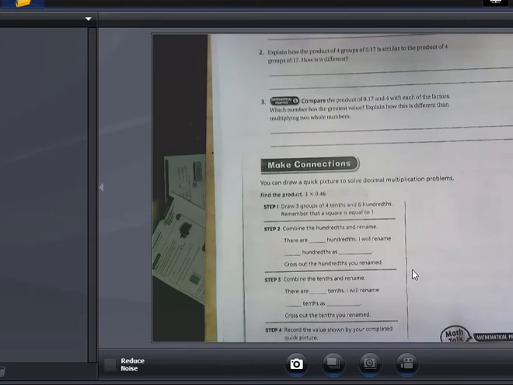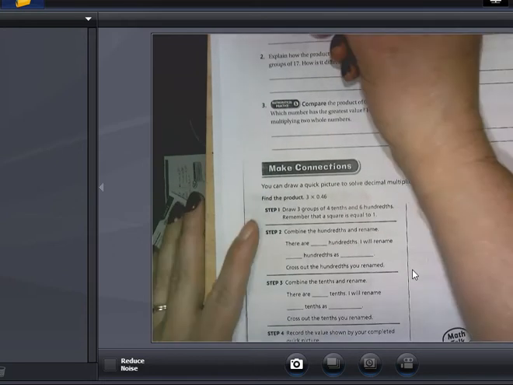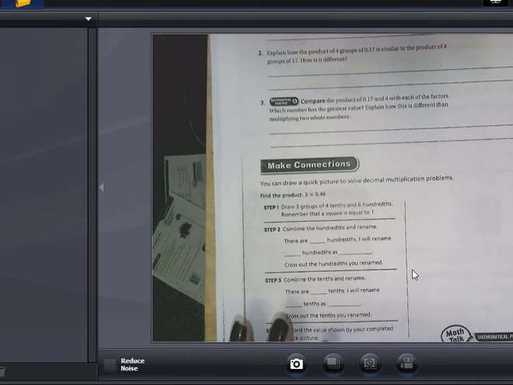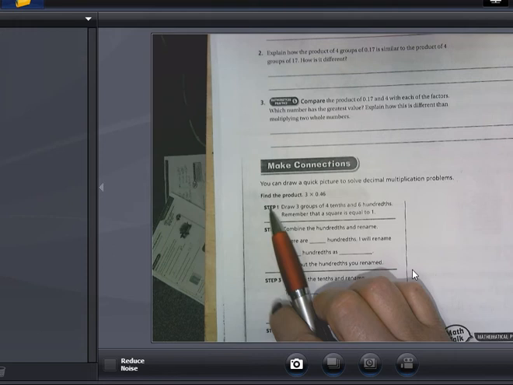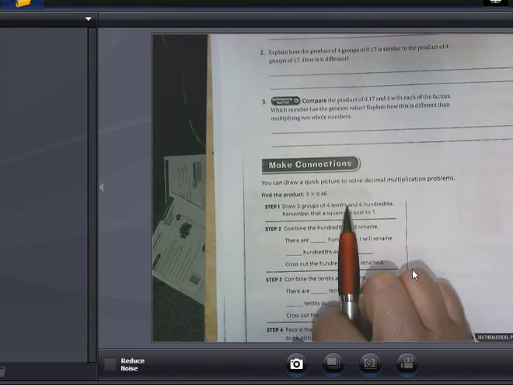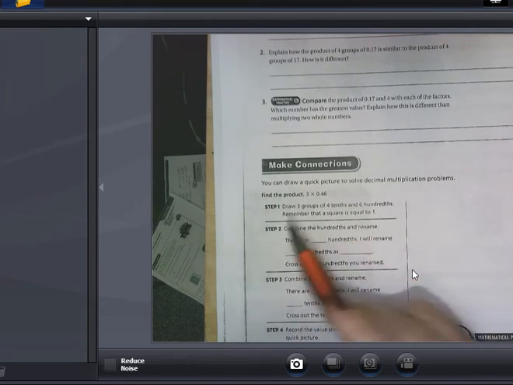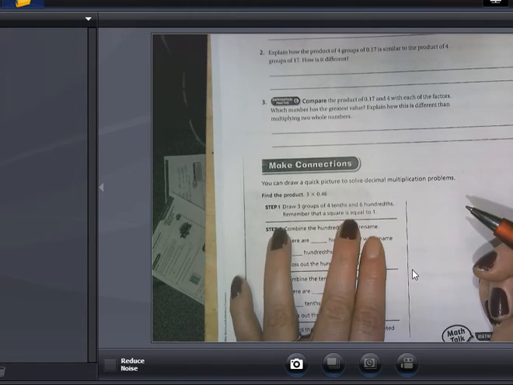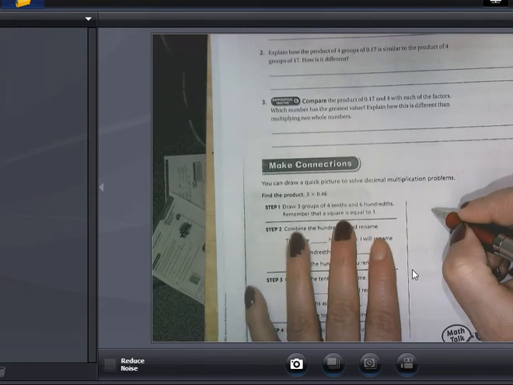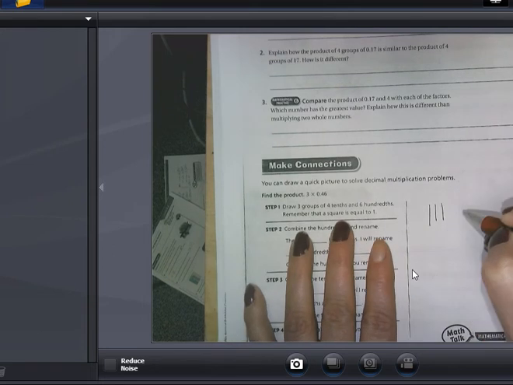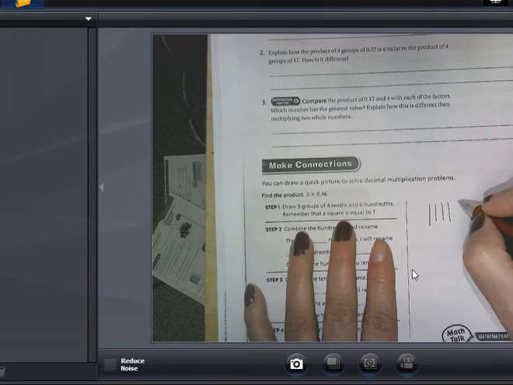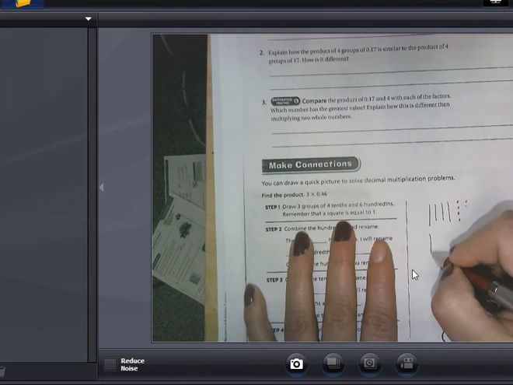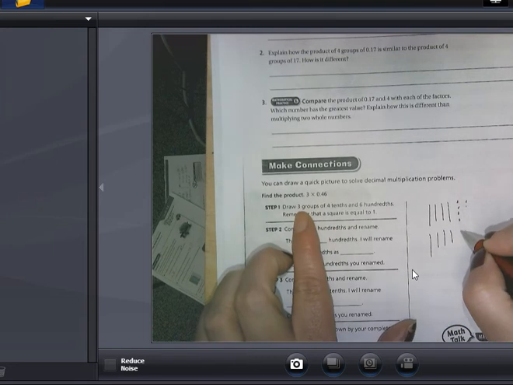Alright, turn it over, and we just talked about that. So we're going to do the steps, and we're going to try and do them quickly. I'm going to show you how to draw a quick picture. So we need to draw 3 groups of 4 tenths and 6 hundredths. Okay, remember that the square equals 1 whole. So I'm going to just quick do 4 tenths and 6 hundredths. 4 again, because I have to have 3 groups.